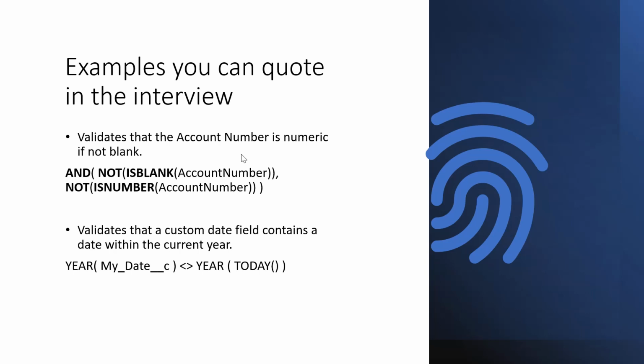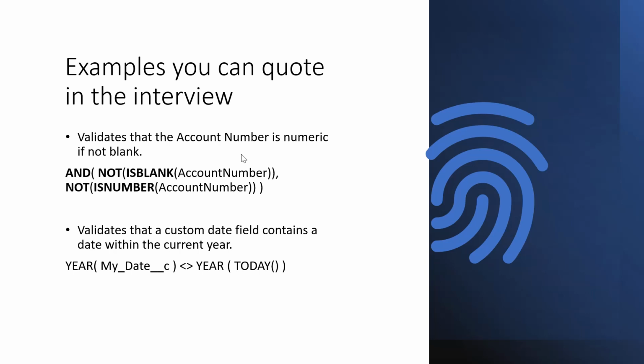So the first example is to validate that the account number is numeric if not blank. So what we are checking is, if the account number is not blank, it should be a number. So if the user is putting anything apart from a number, then it will show an error message, right?